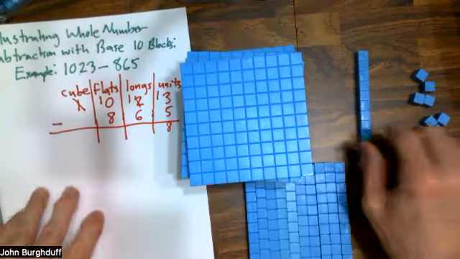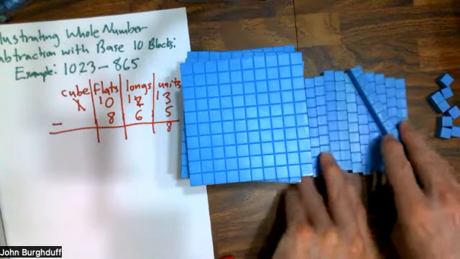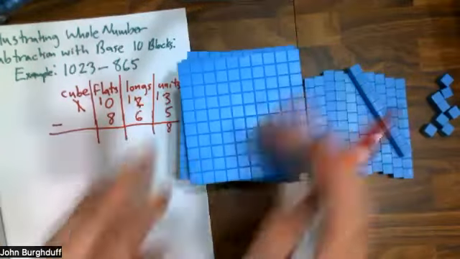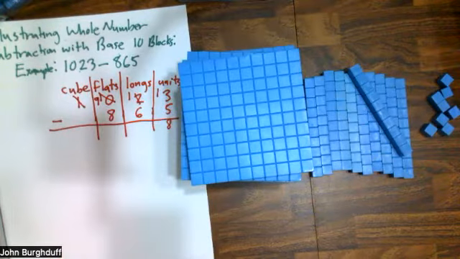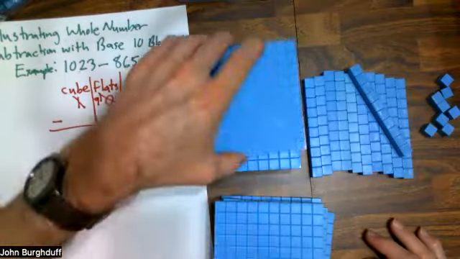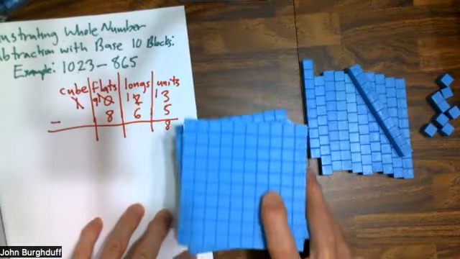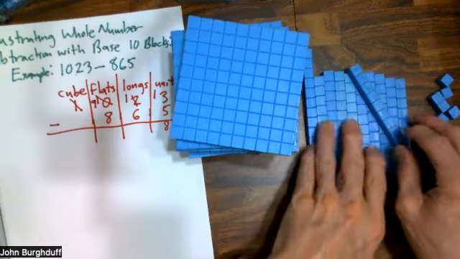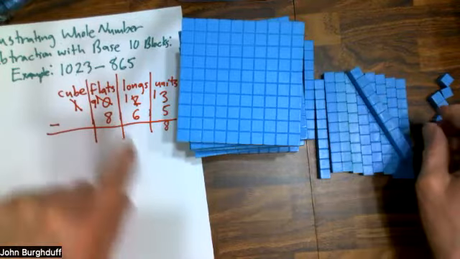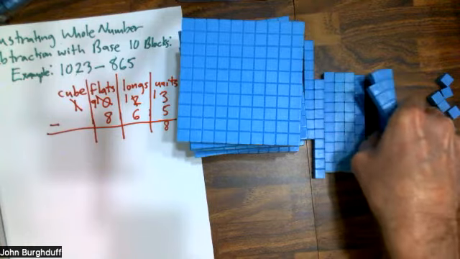Let me scoot some fellows over here. Here are my 10 longs joining the one long I already have. So what happened to my flats? I had 10, but now I only have 9. Let's make sure. 1, 2, 3, 4, 5, 6, 7, 8, 9. Yes, 9 flats are left because I took one away. I now have 11 longs. Finally, after all that work, I can take away 6 longs from the 11 longs. 1, 2, 3, 4, 5, 6.